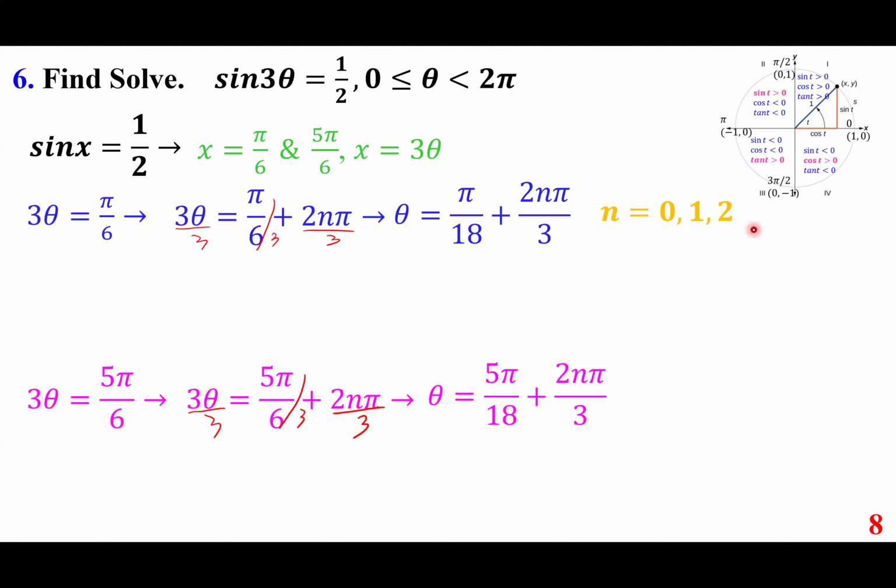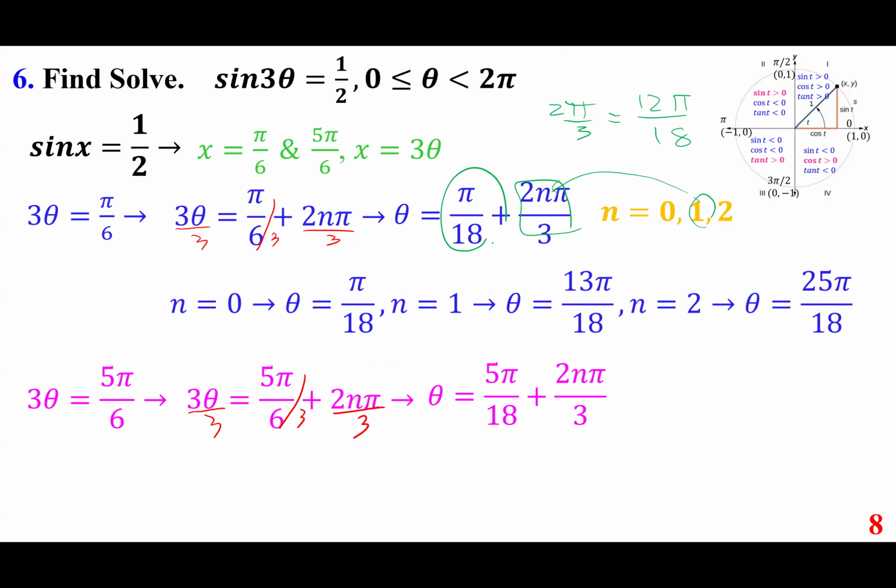So you plug in 0 here, you get pi over 18. If you plug in 1, just so you see, this becomes 2 pi over 3. Since I want the denominator to be 18, 18 divided by 3 is 6, times 2, 12 pi. With pi over 18 is 13 pi over 18. If I put 2, I get 25 pi over 18.